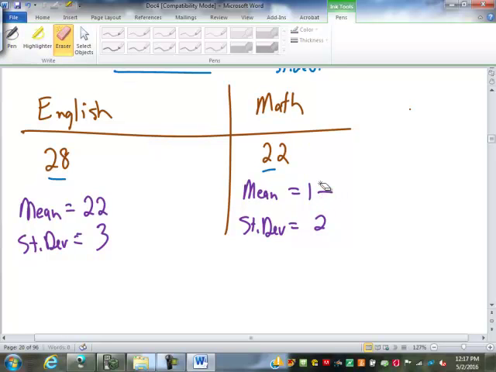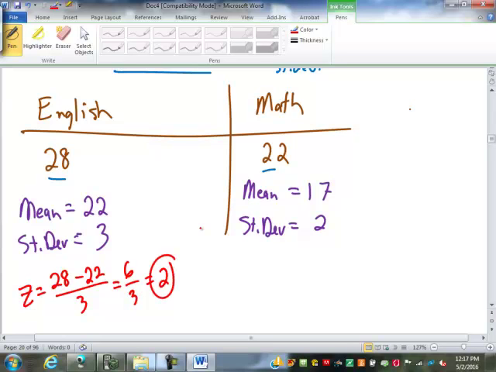Now you still might be tempted to look at this and say, hey, 6 points above the mean on the English test, only 5 points above the mean on the math test. Still looking like the English test is pretty good. Let's do the z-score. So here you had a 28 minus the mean of 22, and we'll divide by the standard deviation of 3. So 28 minus 22 is 6, divided by 3 is 2. That z-score of 2 is telling us that that score of 28 is 2 standard deviations above the mean.